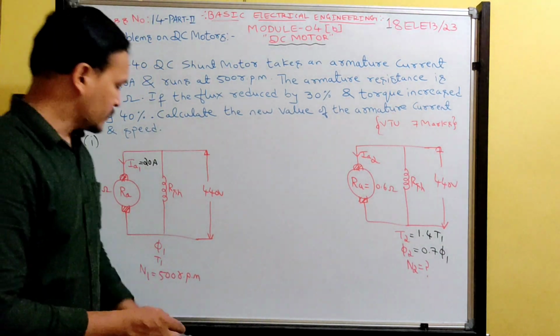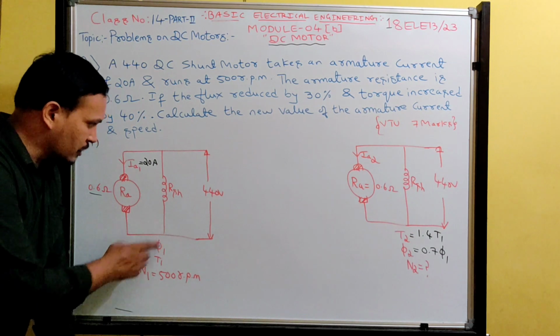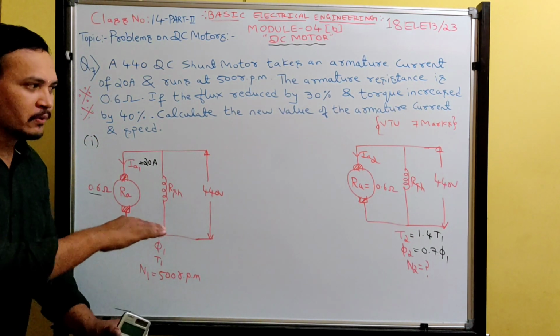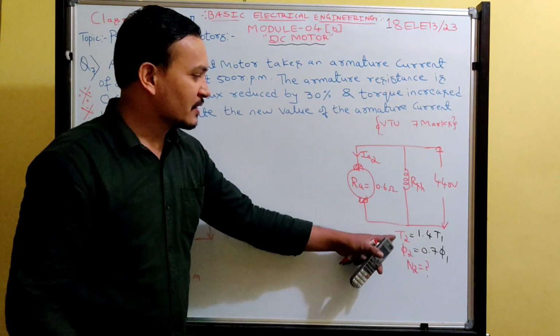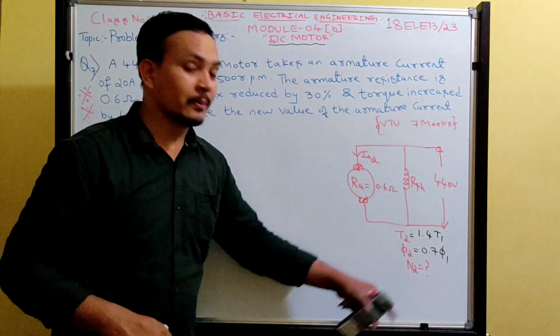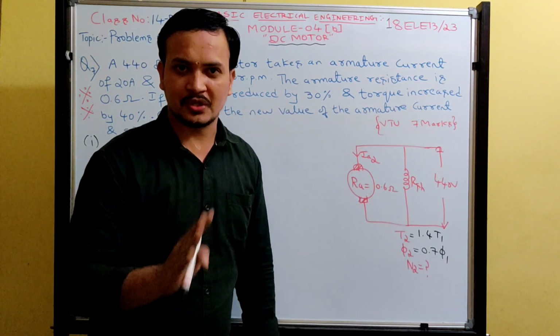Okay, got it? So at this flux and this torque, the machine is running at this speed and receiving 20 ampere current. Now they are going to change some parameters. Torque they increased and flux they decreased. What will be this current and what will be the speed? I hope you understood the question now.